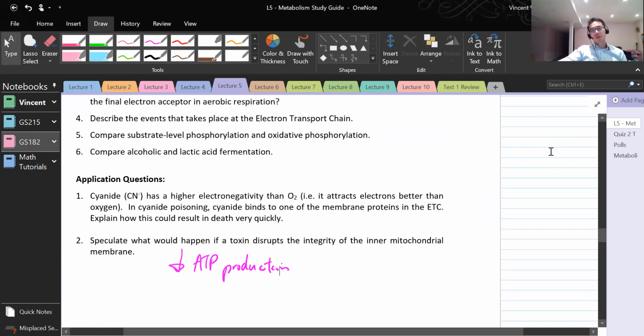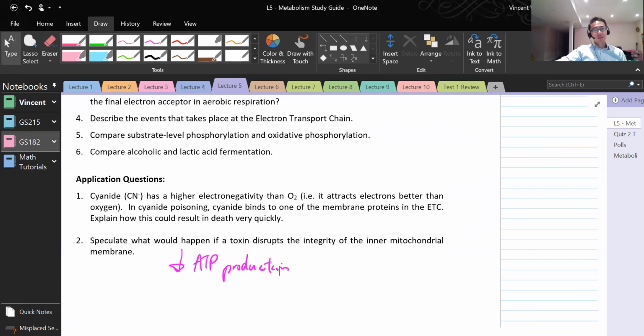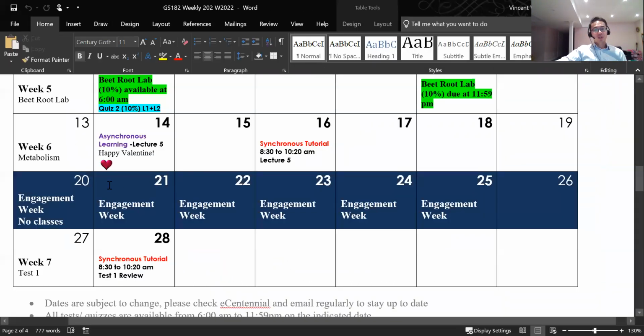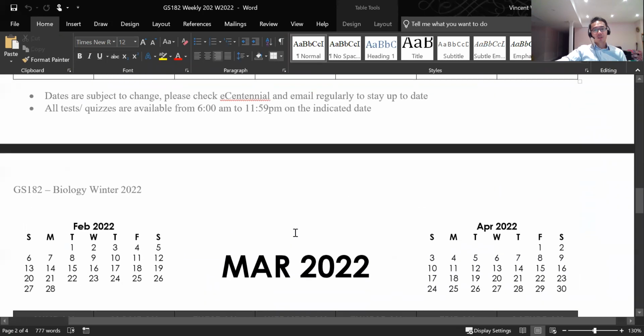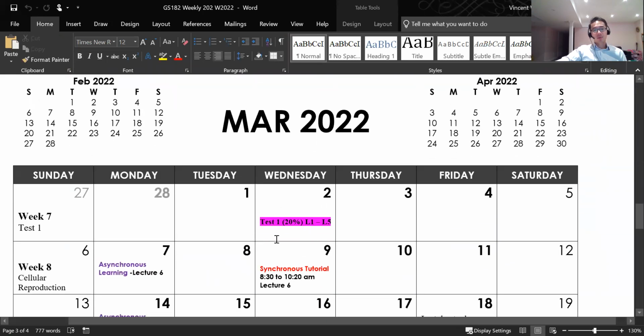Is there any question before I talk about the lab? Okay, great. Just to remind you one more time, a lot of you missed this at the beginning. Next week, there's no class, it's engagement week. And then the week after, you're going to have your test number 1. Test number 1 is lecture 1 to 5, so everything we've done so far, including the lab. There will be questions about the lab as well.